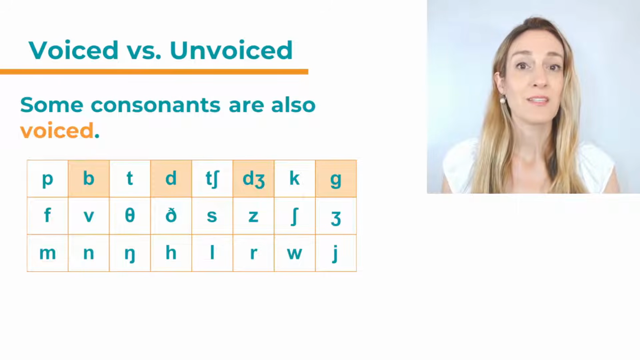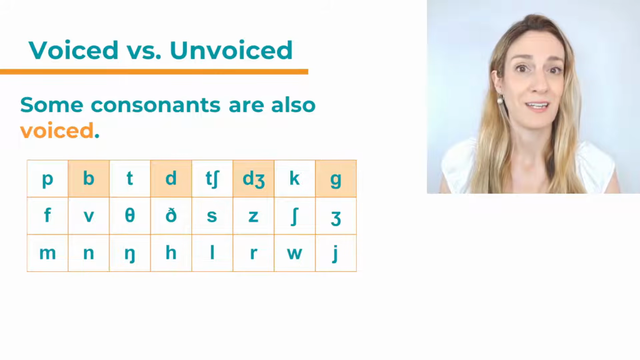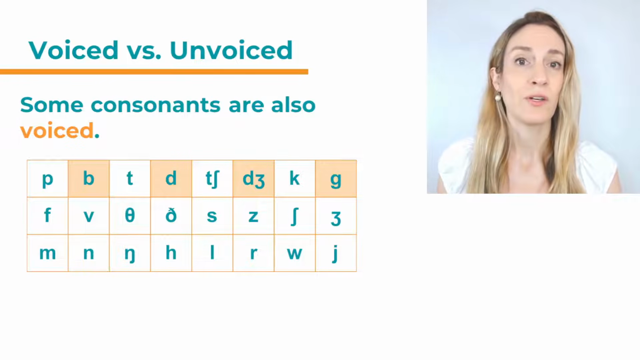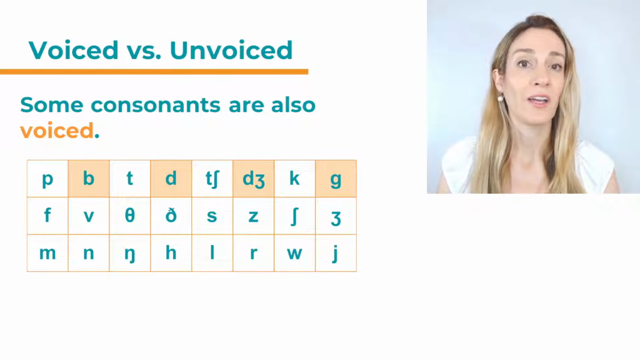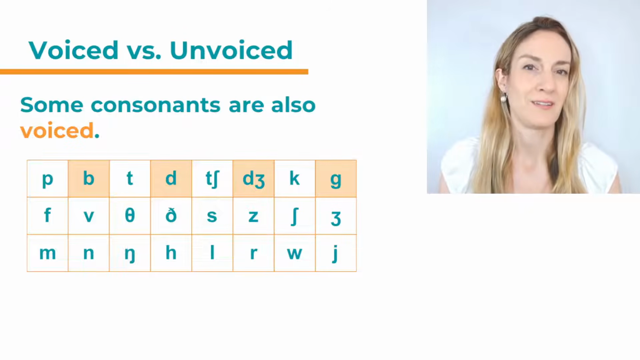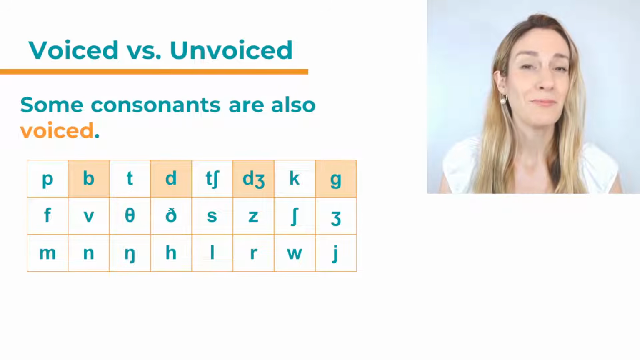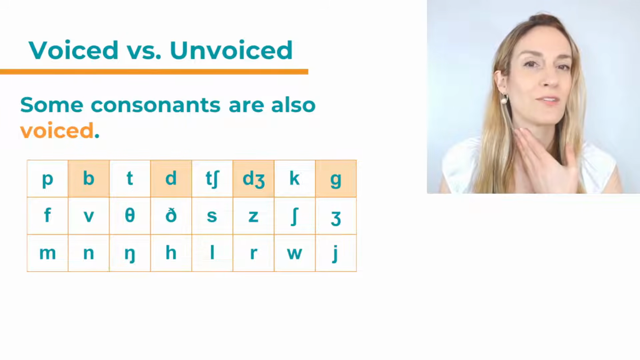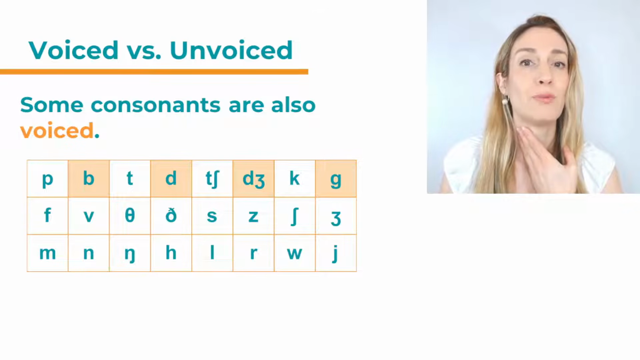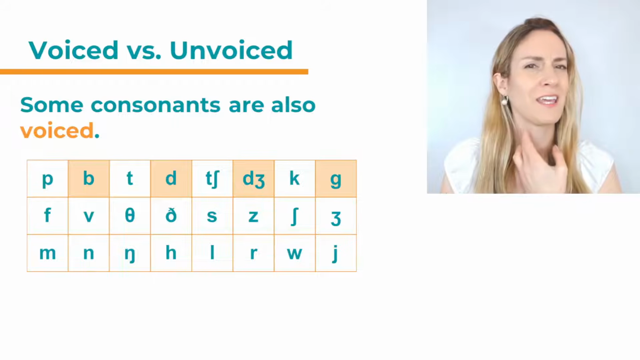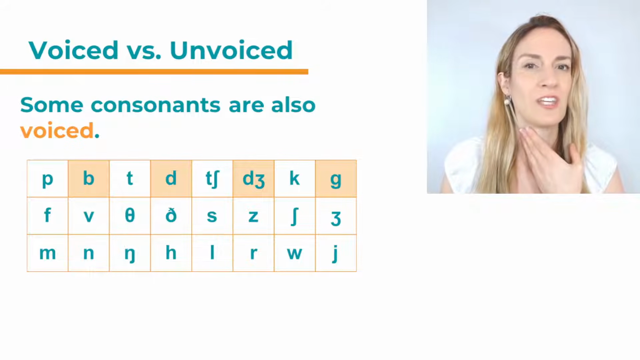Now, we also have some consonants that are voiced in English. Here is the chart with all the consonant sounds in English, and you can see in the first row there are a couple of sounds in an orange box. Those are all voiced consonants in English. Let's just say them, and again, I would encourage you, put your hand on your throat and see if you can feel the vibration. First of all, we have B, D, J, and G. I think again the last two are really obvious, J and G.